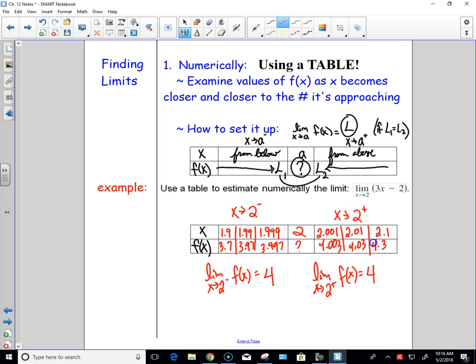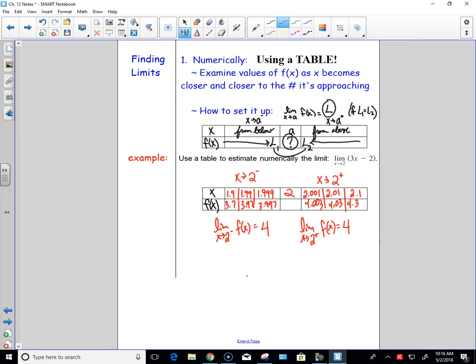4. Now, why am I not plugging it in? I guess I could plug in. Have you guys tried plugging in 2? What happens when you plug in 2? The function is 4. f of 2 equals 4. Huh, I wonder if that always works. That would be a whole lot shorter than going to a table.